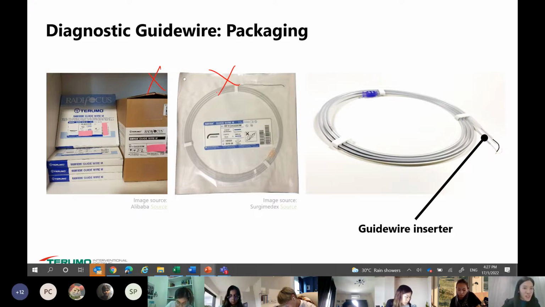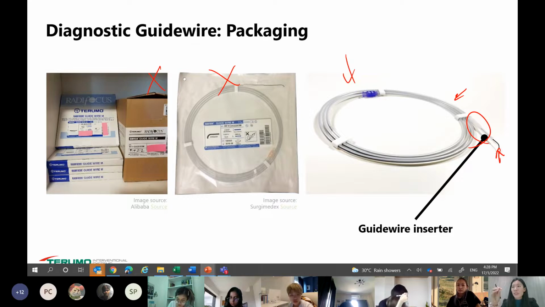All this, not sterile. So the circulating nurse will open the blister pouch without touching the content and empty this content on the trolley for the operator to use. The content in the blister pouch for the diagnostic guide wire is usually, you see this guide wire, it's in a holder tube. And at one end of the holder tube, you may find this guide wire inserter. So this is a detachable part which helps the operator insert the guide wire into your introducer sheath valve.